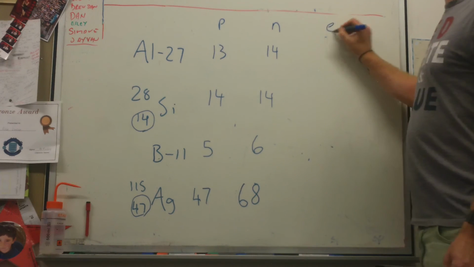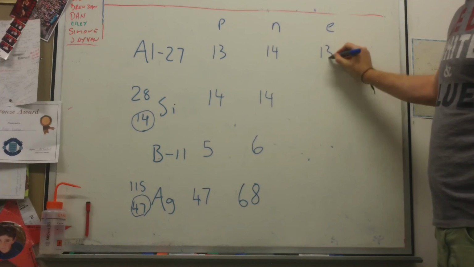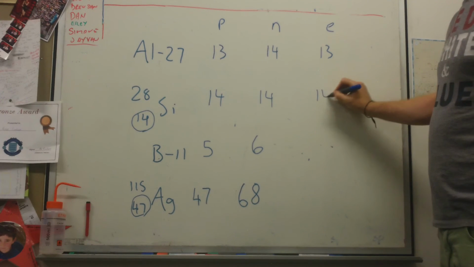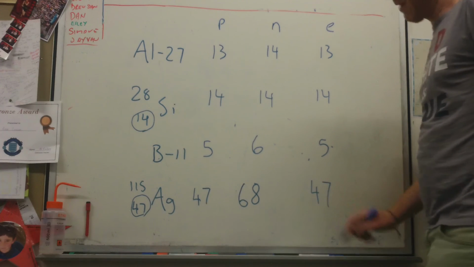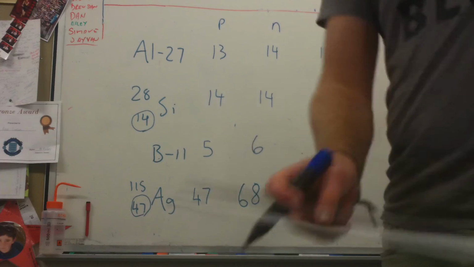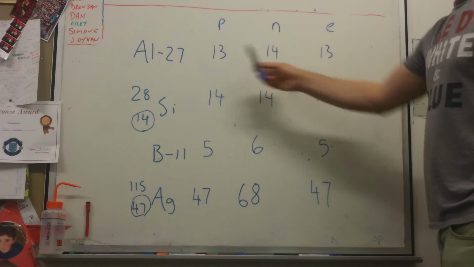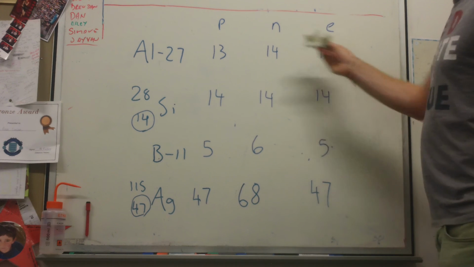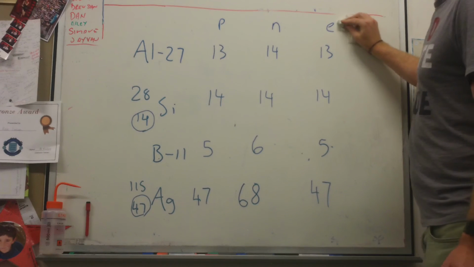Because these are all electronically neutral, we have the same number of electrons as protons: 13, 14, 5, and 47. But note that now we're starting to talk about ions. So sometimes this value will vary. If they do vary, then we've got a charge associated with that element, and it's an ion in that sense.